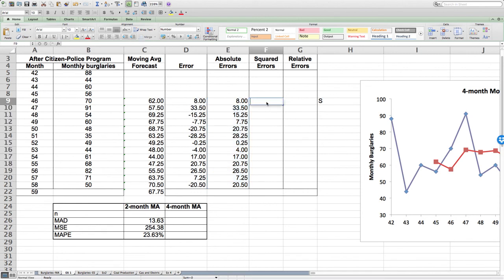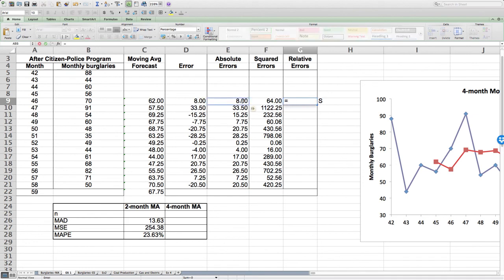Squared errors is this squared. We go left click on that small dot on the right bottom corner and then drag it down. The formulas are going to be updated automatically. The relative errors, those are, if I'm not mistaken, absolute errors divided by the actual data points, I believe. Yes, they are. Okay. Alright, these are in percentages.